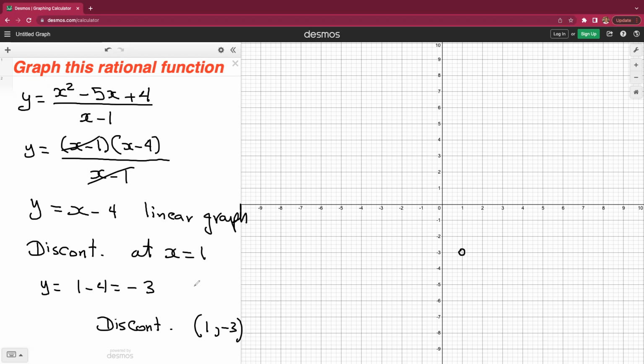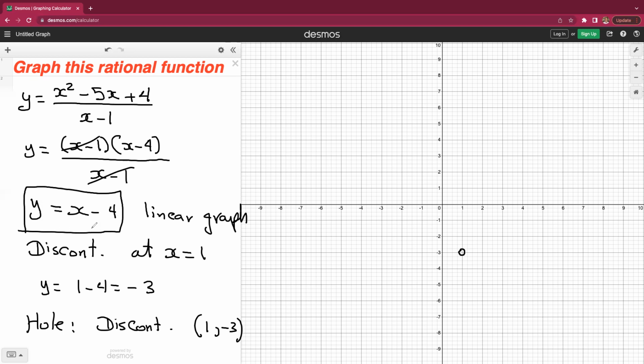So that is basically discontinuity or a hole. That's what they ask you usually. Is there a hole in the graph? So whenever you could reduce the top with the bottom, then you have a hole in the graph. So always keep that in mind. Now, after this, you're just graphing y equals x minus 4.